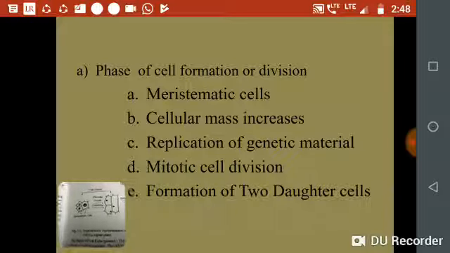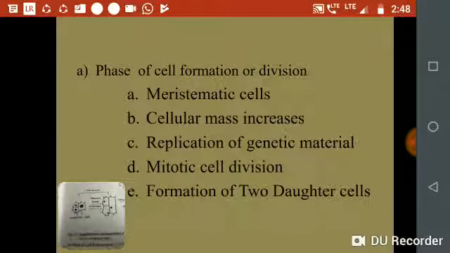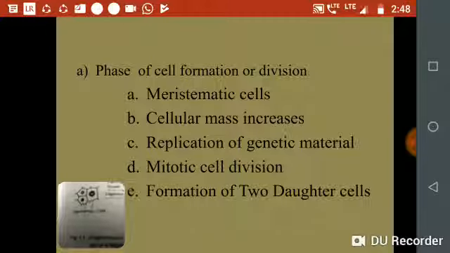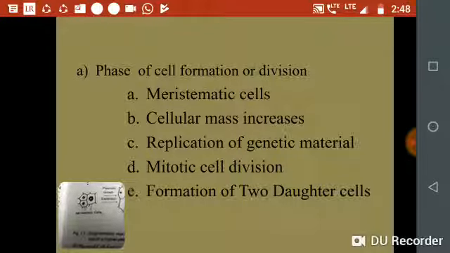The daughter cells formed by division of meristematic cell enlarge, mature, and finally bring out visible increase in the size of the plant body or organ. During maturation phase, the new cells differentiate to form different plant tissues and are utilized for the formation of the mature plant organs. In that, first is phase of cell formation or cell division.